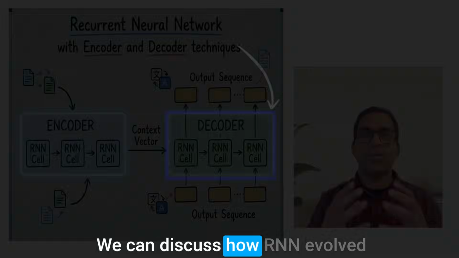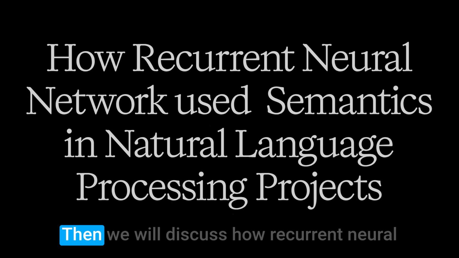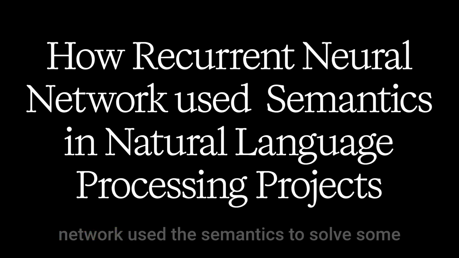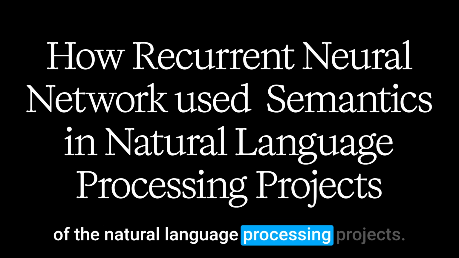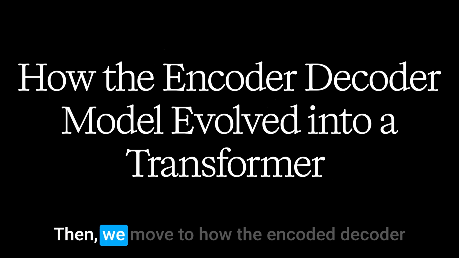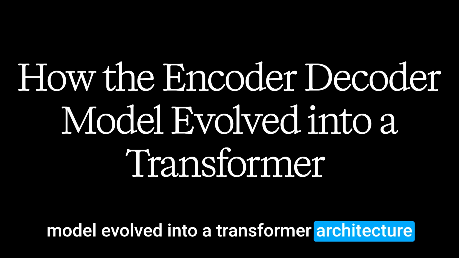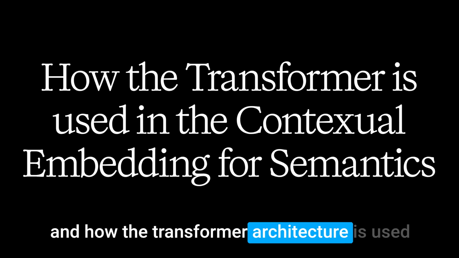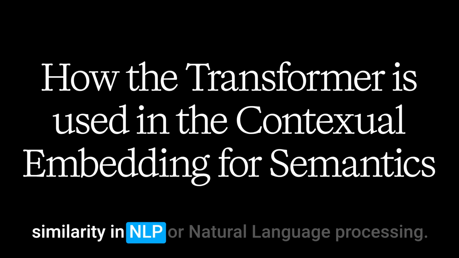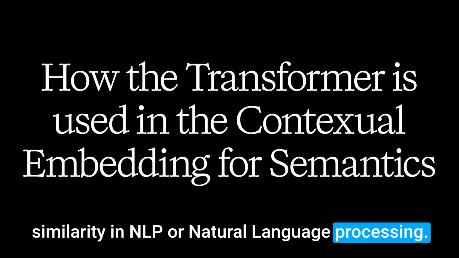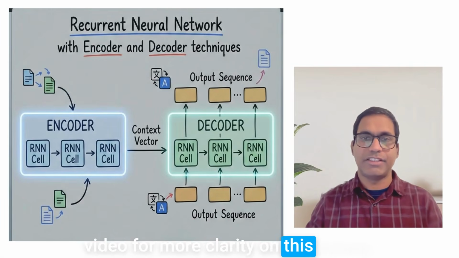We can discuss how RNN evolved in terms of the cell internal design. Then we will discuss how recurrent neural networks used semantics to solve some natural language processing projects. Then we move to how the encoder-decoder model evolved into a transformer architecture and how the transformer architecture is used in contextual embedding for semantic similarity in NLP, or natural language processing. Please watch until the end of this video for more clarity on these issues.